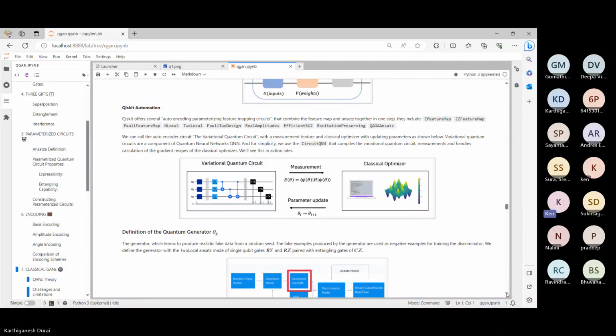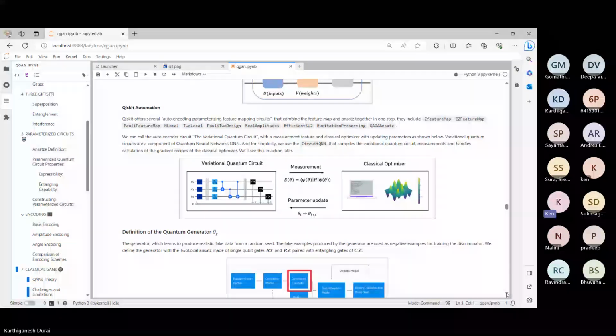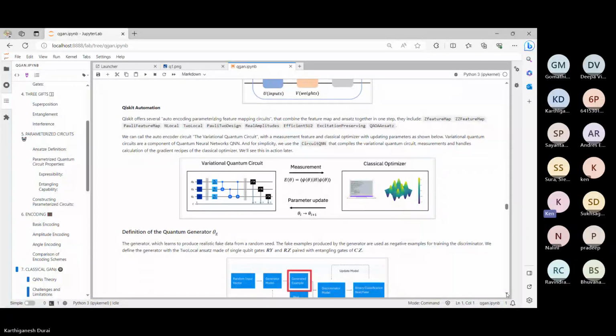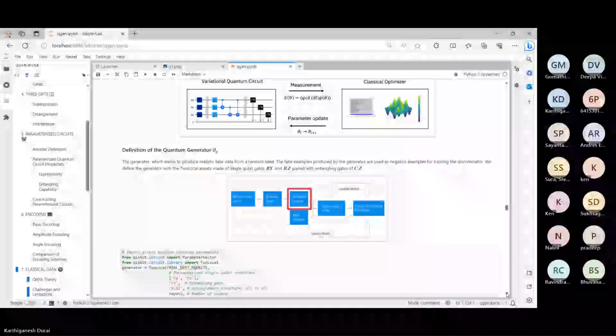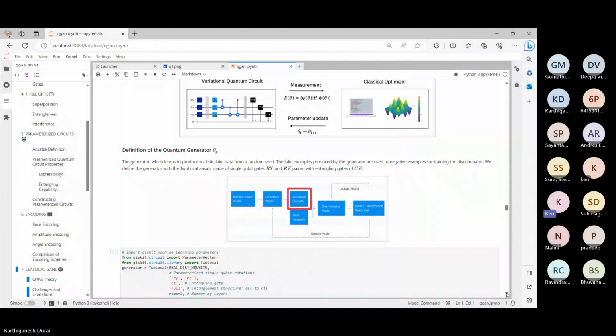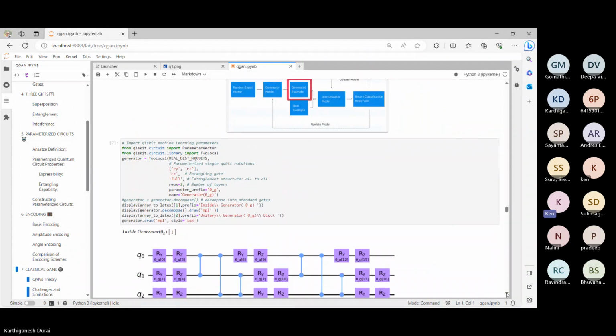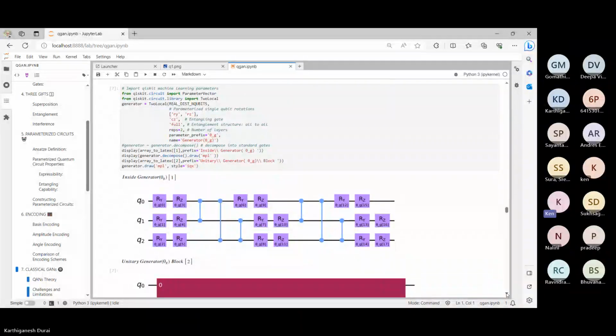Okay, so defining the quantum generator G(θ). You could scroll down to that image. Perfect. So again, this is where we are, this is what we're going to do now, that red square: generated examples. So scroll down into that cell block. Perfect. So we have the generator equal to the TwoLocal, that auto-encoded, parameterized feature map and ansatz circuit, and we feed it the real data distribution.